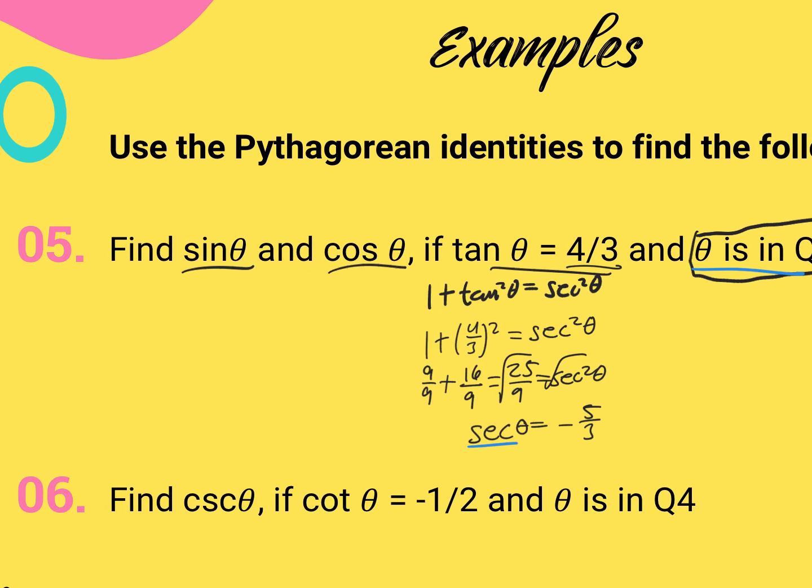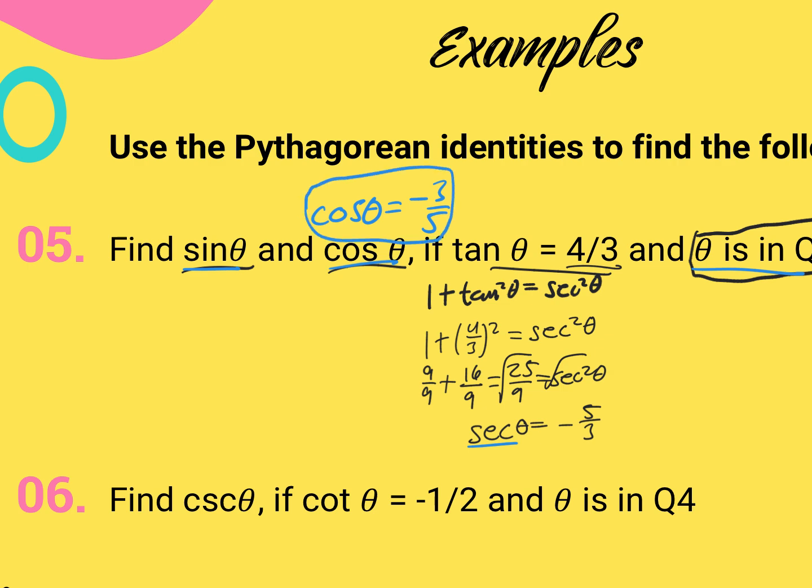That doesn't really help us because we're looking for sine and cosine. But I know based on one of our reciprocal identities that secant and cosine go together. So I know that cosine has to be negative 3/5, and that answers that part of the problem.